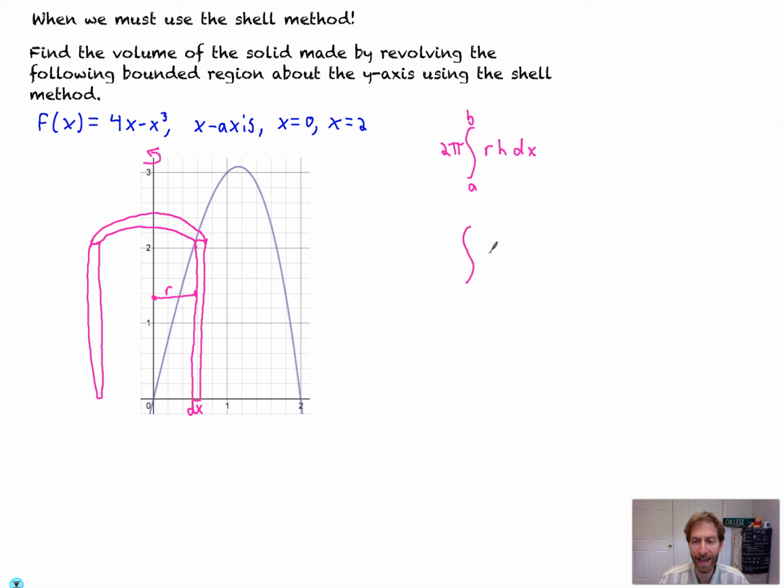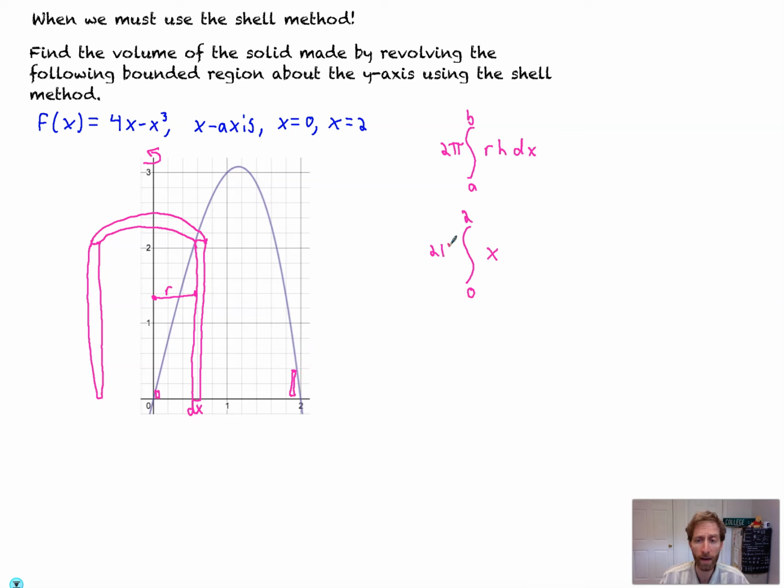So r is x, right? If you're at x equals 1, that's your new radius. x equals 1.2, that's your new radius. So the x value is constantly changing. It's the radius that we're actually going to use as our boundaries. Our radius will change from it being darn near close to 0 to being all the way out here at 2, and we have a rectangle and a shell there. So that'll be from 0 to 2.